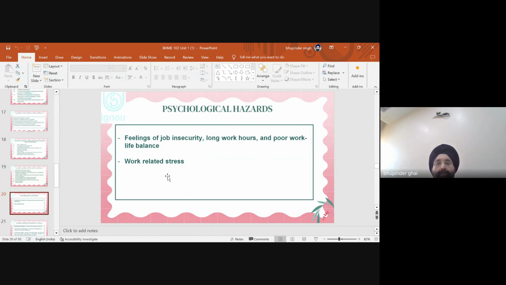And psychological hazards. If the person who is working does not have a secure job, he will have stress and strain. And also work-related stress, stress because of poor working conditions.